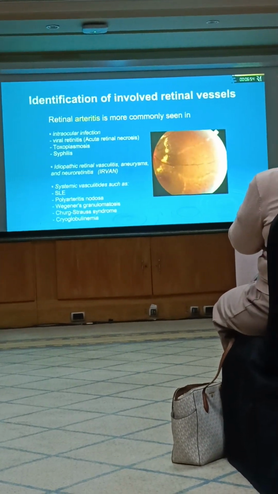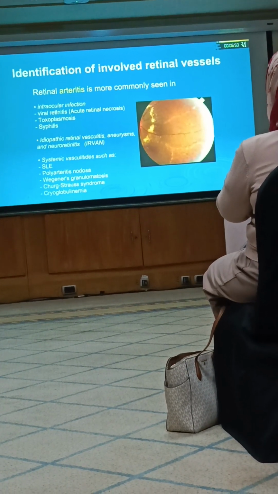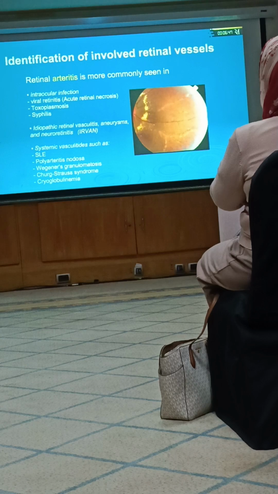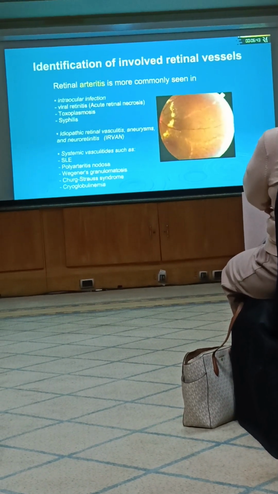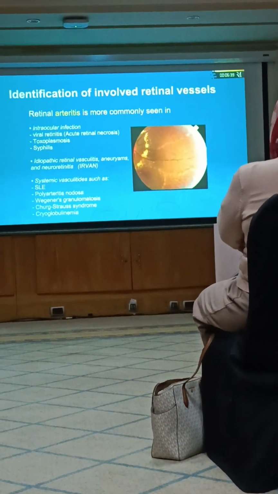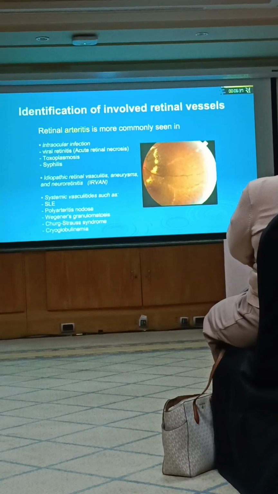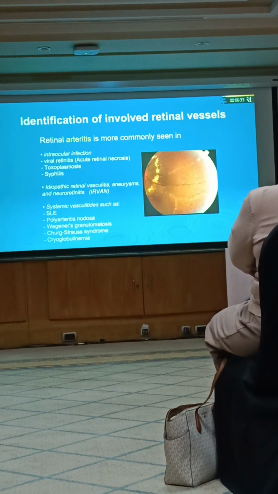But in the case of the arteries, periarteritis, I will give you a clue. Think first of the systemic diseases. And this seems logical. If the patient is known to have a systemic vasculitis, it will affect the arteries. And then you have the infections. We have viral retinitis, toxoplasmosis, and syphilis, in addition to the acute retinal necrosis.